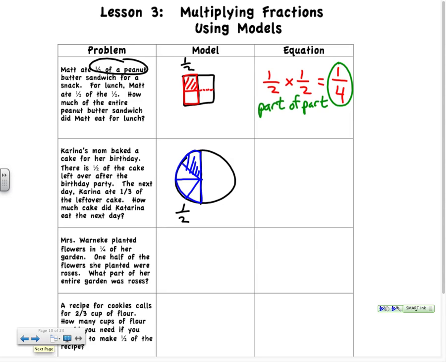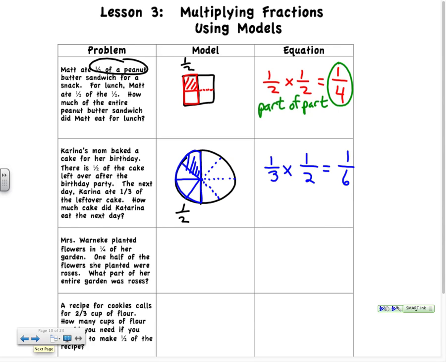So if I were to make dashed lines and cut the whole thing, I could see that small piece she ate is 1 out of 6. So Karina ate 1/6 the next day. So here's what my equation would be. She ate 1/3 of the 1/2 that was left. So how much of the whole cake did she eat? She ate 1/6 of it.